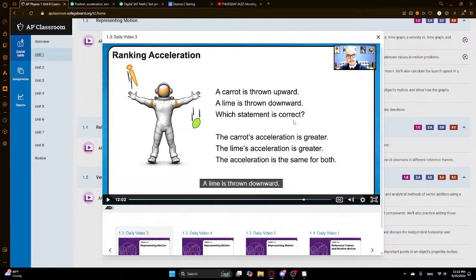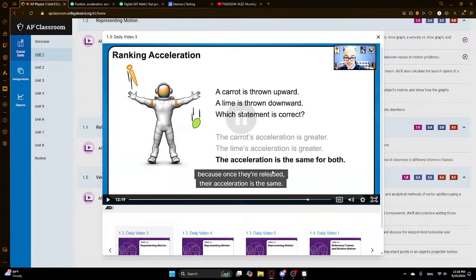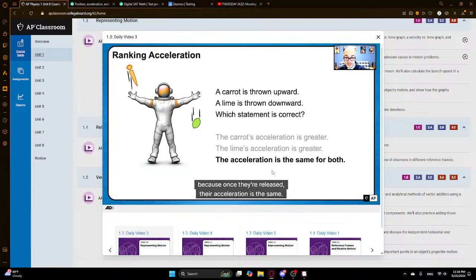A carrot is thrown upward, a lime downward. Which one: the carrot's acceleration is greater, the lime's... Oh, I already spoiled myself. Apparently it's both. But isn't it going to be 10? 10 and is thrown downward. So that's why. Well, it can't be the first or second one because once they're released, their acceleration is the same. I'm gonna write that down. That seems important to write. When something is released, the acceleration is the same.